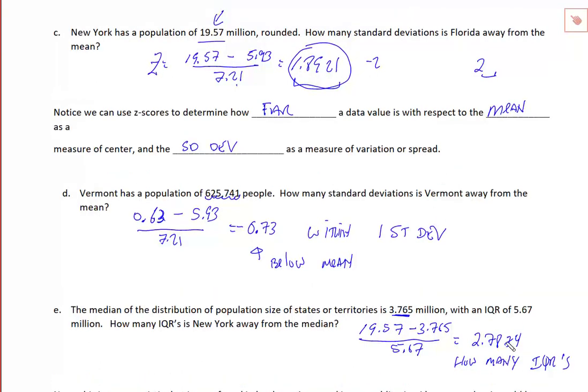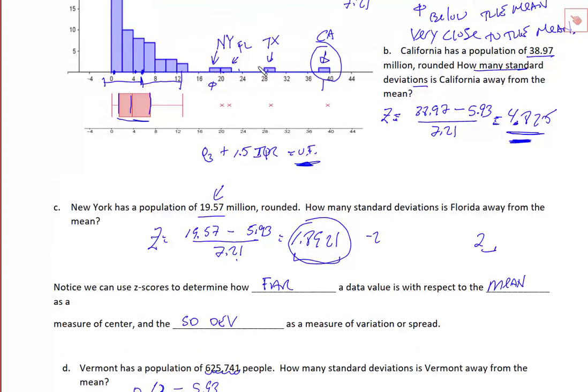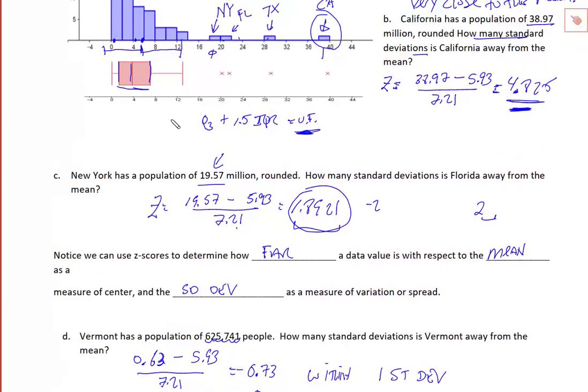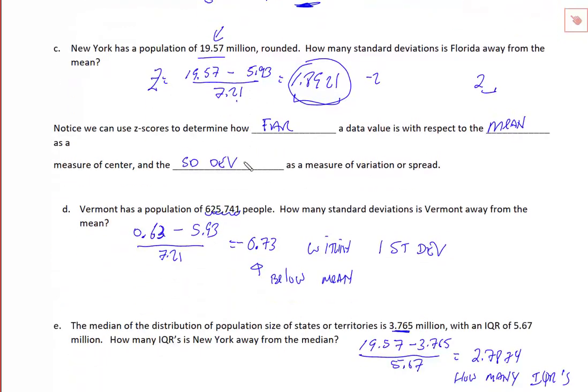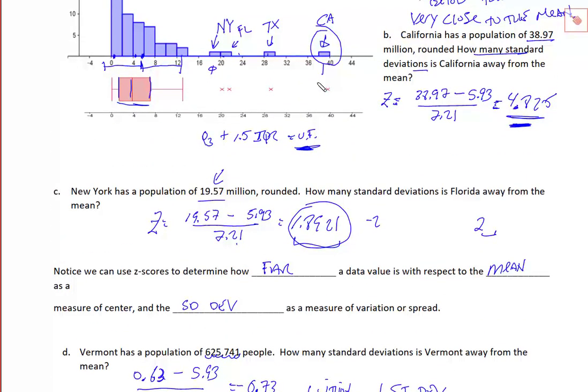But the IQR definitely does not involve all these data values. Remember, all the IQR cares about is the middle 50%. So we're comparing the middle 50% and using that as our measure of spread. And here, for the z-score, we're taking into account all the data values and using that as a measure of spread. Notice, unless I did something wrong, New York is, as far as an IQR is concerned, actually further away than by the standard deviation. Isn't that interesting?